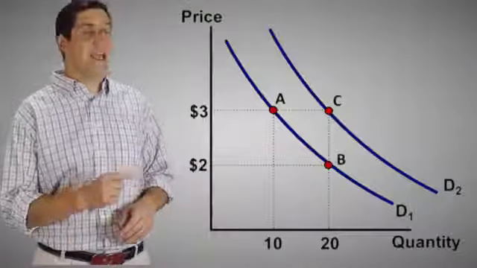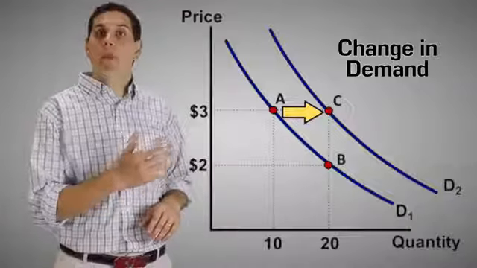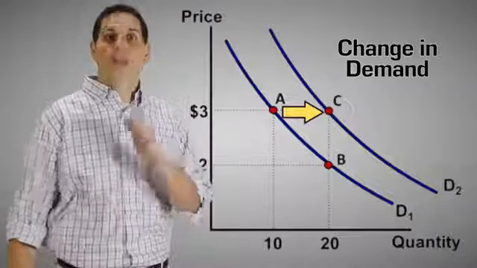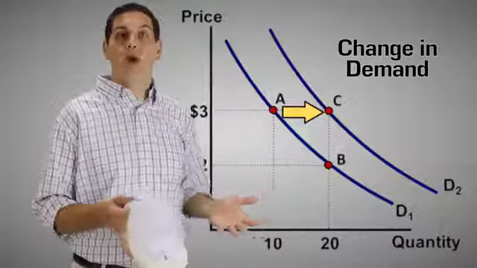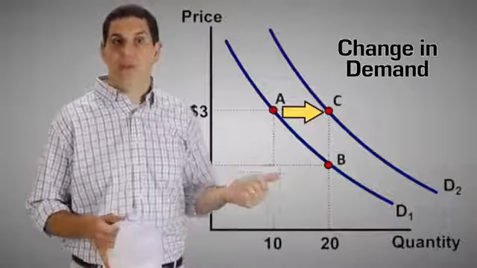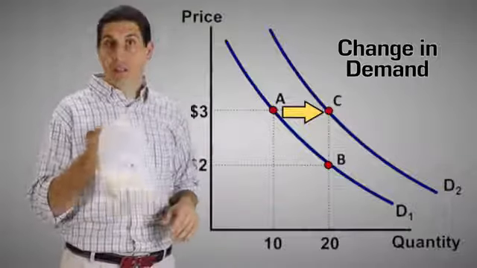Now A to C is a change in demand. Price doesn't change. Price stayed at 3, but people decided to buy more. Why? Well, because of the 5 shifters, like tastes and preferences. If people prefer and want more milk, then the entire demand curve will shift to the right. At that same $3 price, people want more, so that's a change in demand.